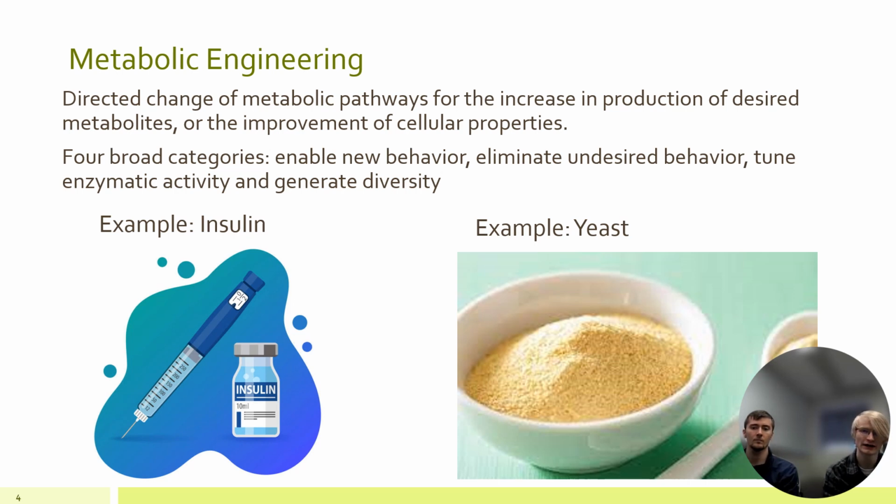Examples of the four broad categories of metabolic engineering include insulin and yeast. We can insert genes that make an organism do something new. For example, produce insulin. Before 1978, insulin from cows and pigs was used, but was hard to collect and caused harmful allergic reactions to humans. By replacing parts of E. coli's genetic code with the human gene that allows the production of insulin, synthetic human insulin could be produced for the mass market, saving many lives.